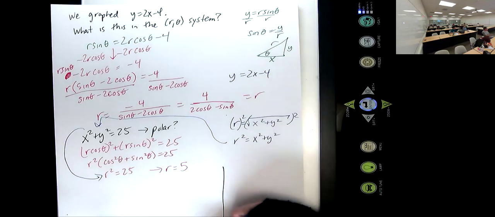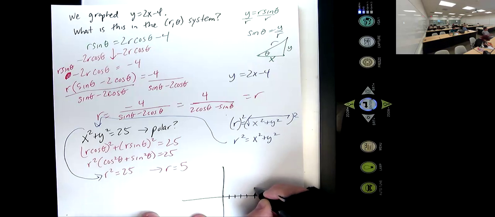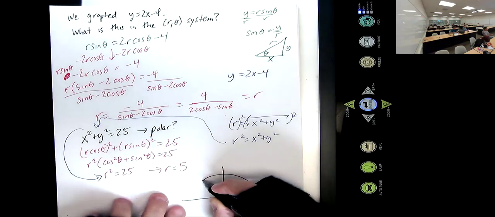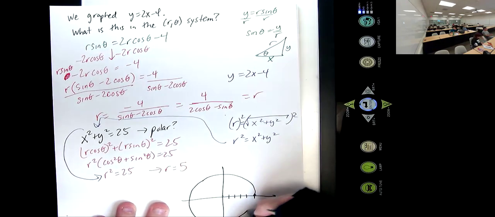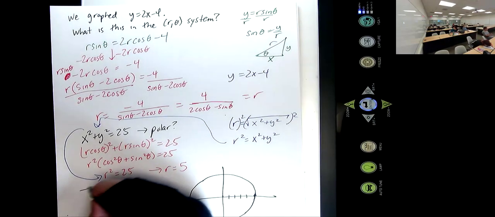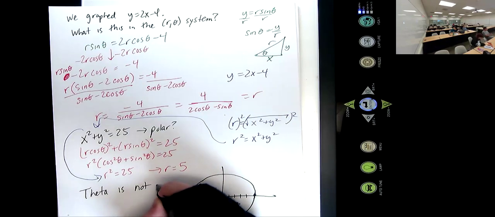Start with this center. You go out 5. And you just go around. There was no theta mentioned, so it's all thetas. Every angle works. Theta is not part of the equation, so all work.